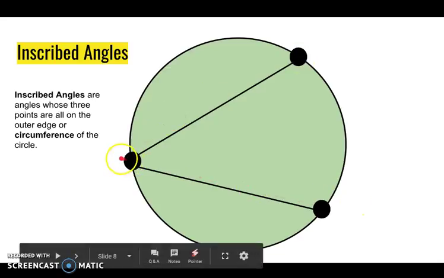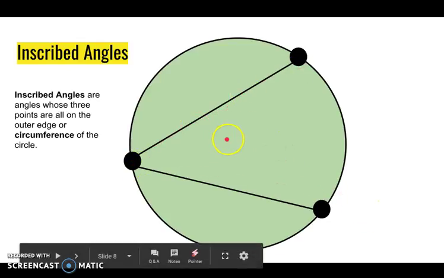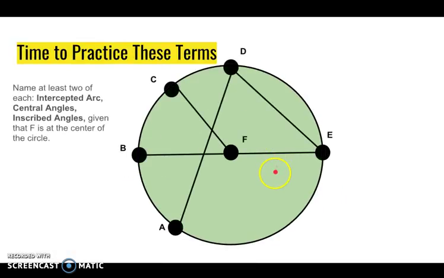So the vertex is part of the circumference. That's an inscribed angle. It's inscribed all the way through. It doesn't stop at the center, it goes all the way through. And you may note that this created 2 chords here, if you remember the last lesson. Okay, so let's practice these terms for a second.